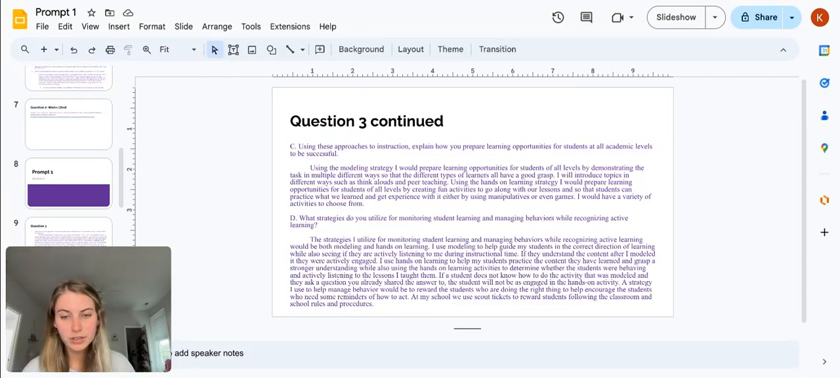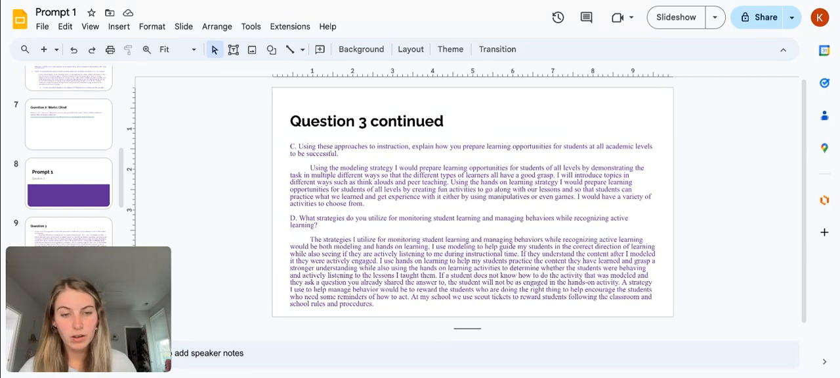I use hands-on learning to help my students practice the content they have learned and grasp a stronger understanding, while also using the hands-on learning activities to determine whether the students were behaving and actively listening to the lessons I taught them. If a student does not know how to do the activity that was modeled and they ask a question you already shared the answer to, the student will not be as engaged in the hands-on activity.